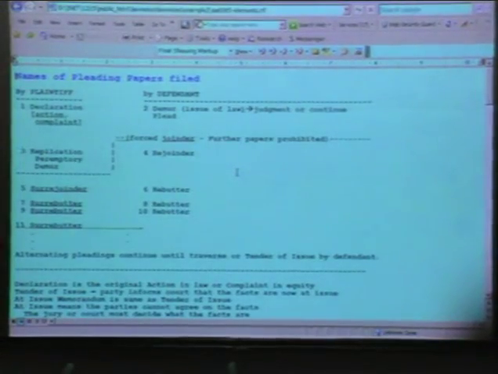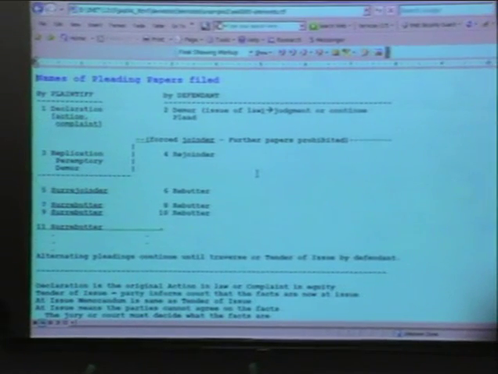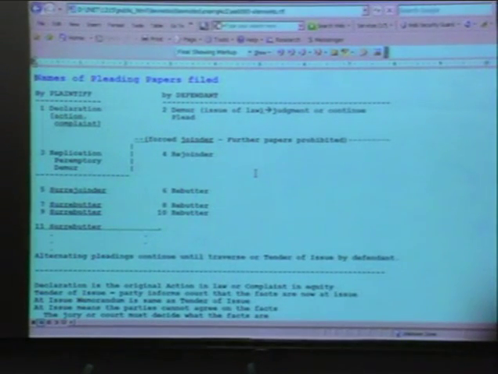Here it is in a nutshell. The plaintiff makes his action, also called a complaint, also called a declaration. The defendant then demurs or he continues the pleading with his answer. Okay, then the third step is that you have the replication. At that point, you have a forced joinder. That's a fancy way of saying, that's it, guys, no more papers.